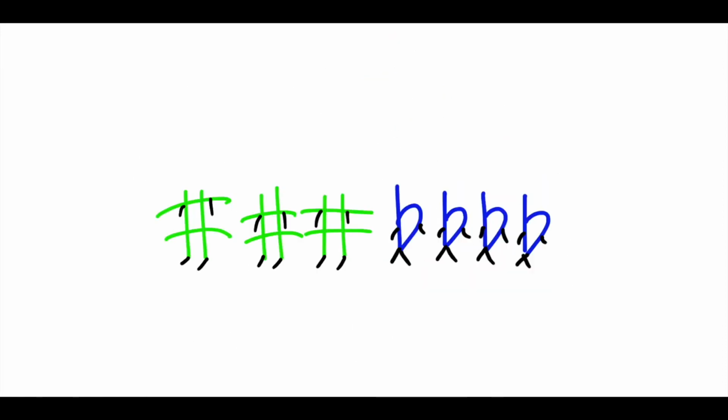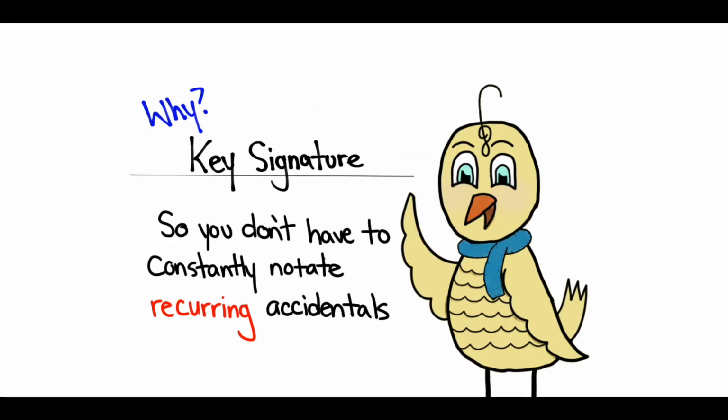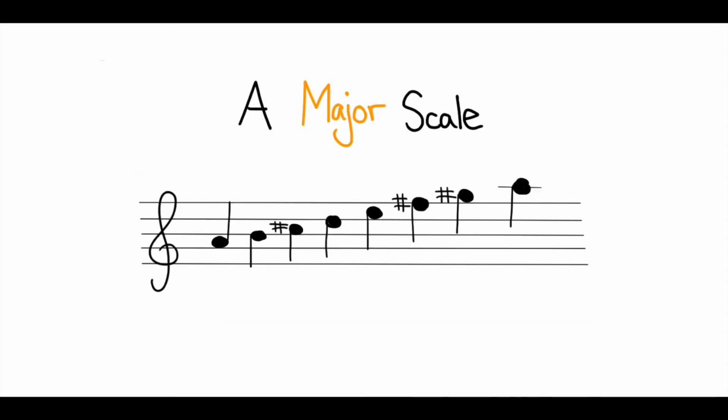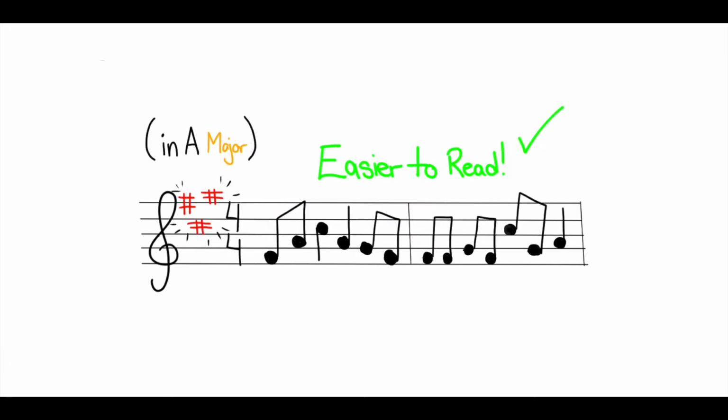Key signatures are groupings of sharps and flats that are placed at the beginning of each staff, right after the clef. Composers use key signatures so that they don't have to constantly notate the accidentals that are in the scale. For example, A major has 3 sharps in its scale. Instead of writing the music like this, we would write in a key signature to make it look less cluttered and easier for players to read.